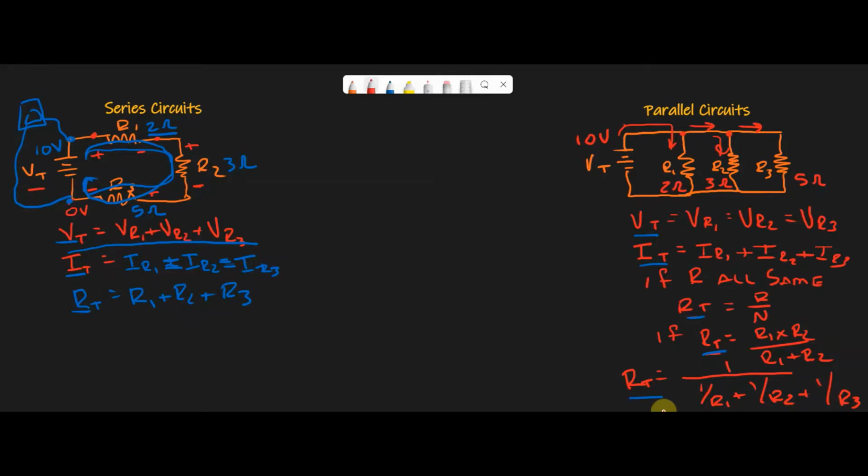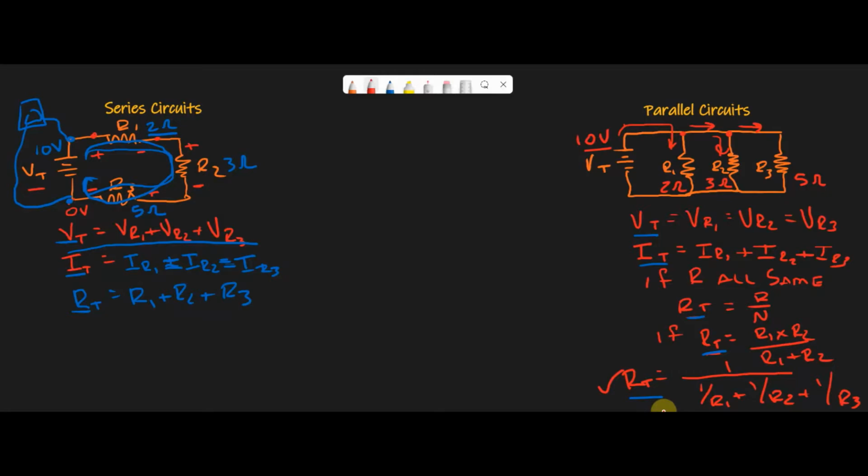So first thing we need to figure out here is our total resistance. Once we find our total resistance, we can find our total current, and then we can get our current across each one and our voltage drops and so forth. But we actually do know our voltage drops already, because since we have 10 volts here, we have 10 volts across this resistor, 10 volts across this resistor, and 10 volts across this resistor. So we may get lucky here and not have to use this to find RT.